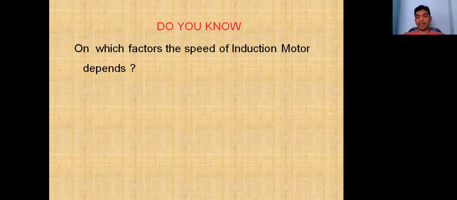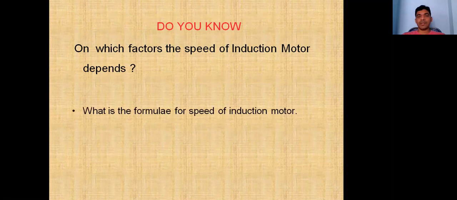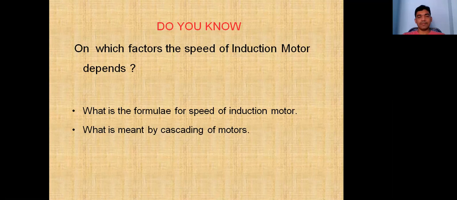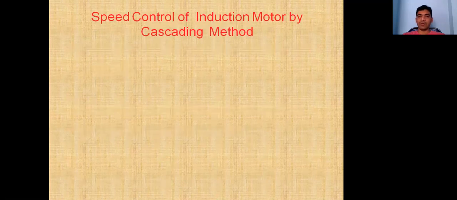Okay, coming to the next method. On which factors does the speed of the induction motor depend? Slip and synchronous speed. Speed formula: N is equal to (1 minus S) into Ns. What is meant by cascading? Mechanically connecting one motor to another motor.